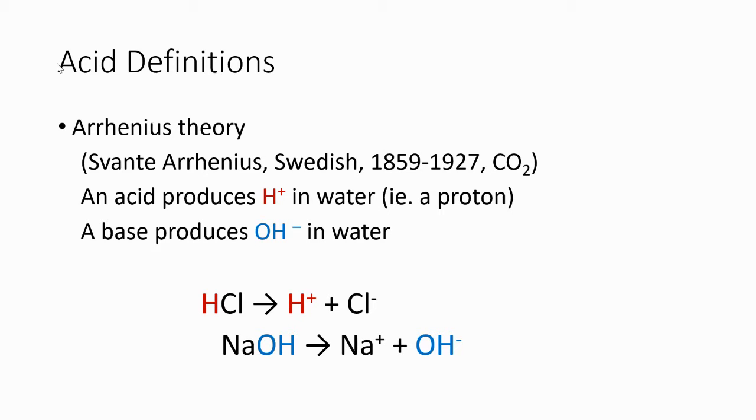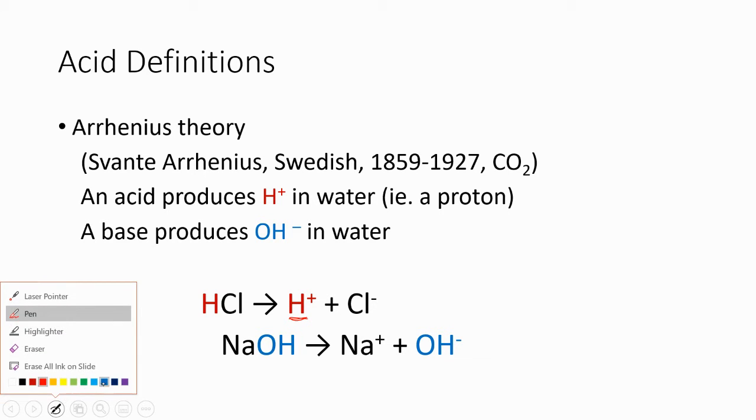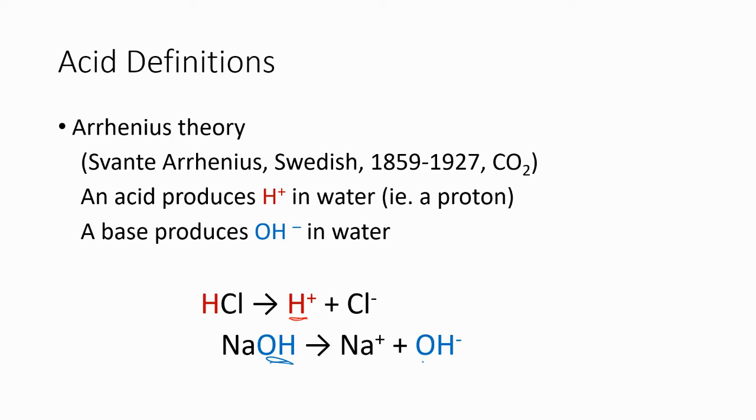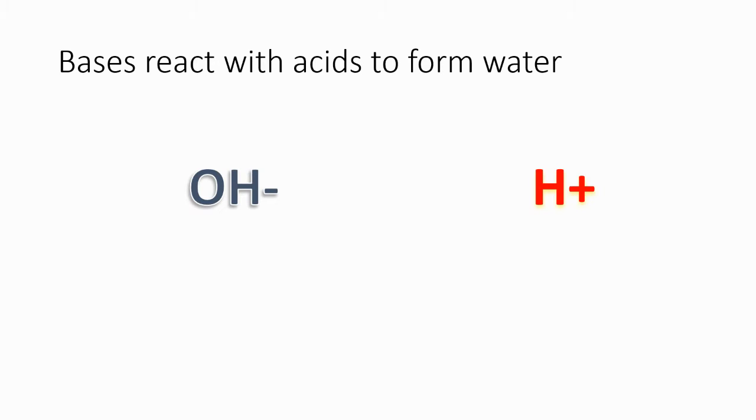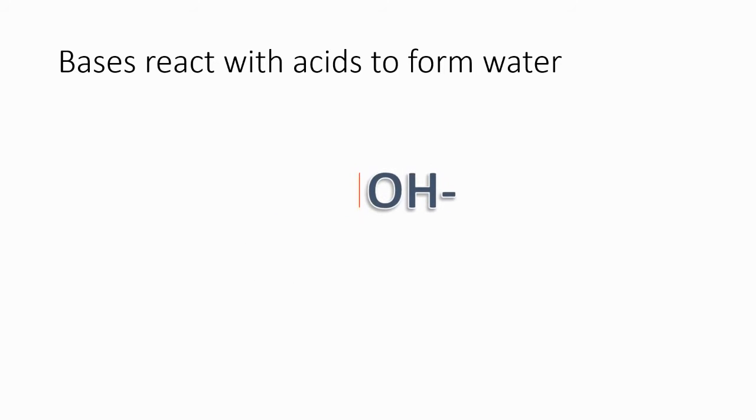So we've talked about the general acid definition, that an acid can be represented by producing H plus in solution, and that a base can be defined as something that produces OH minus in solution. And a typical thing that happens with a lot of acids is that H plus and that OH minus come together and form water.